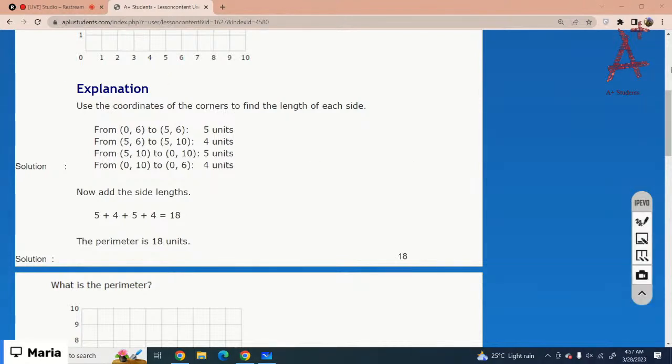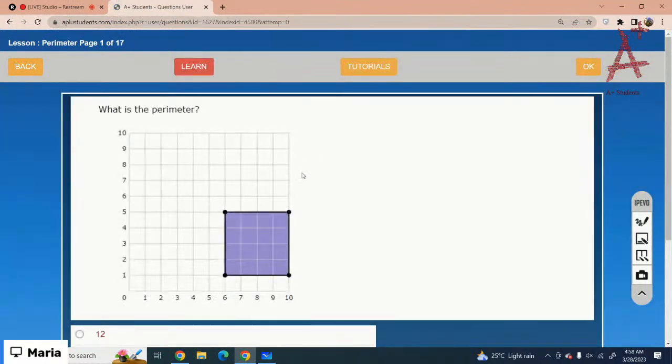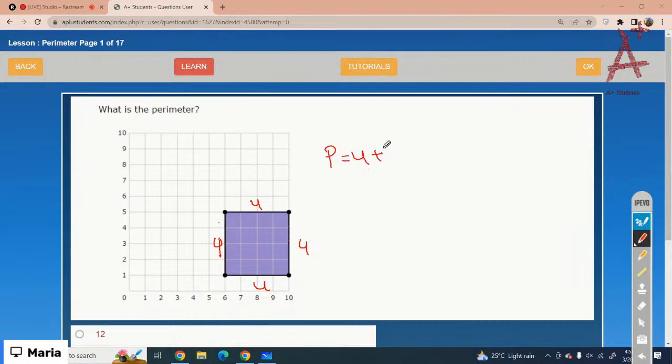Okay, let's start with the test questions. You can have a look at the tutorial one by yourself. The next one is, what is the perimeter? Let's calculate the length the same way I did in the tutorial. 1, 2, 3, 4, here you have 4. Here you have 4, here you have 4. All the side lengths are equal, 4. For the perimeter, you have to add all the side lengths. 4 plus 4 plus 4 plus 4 makes 16. That means the correct option is 16.